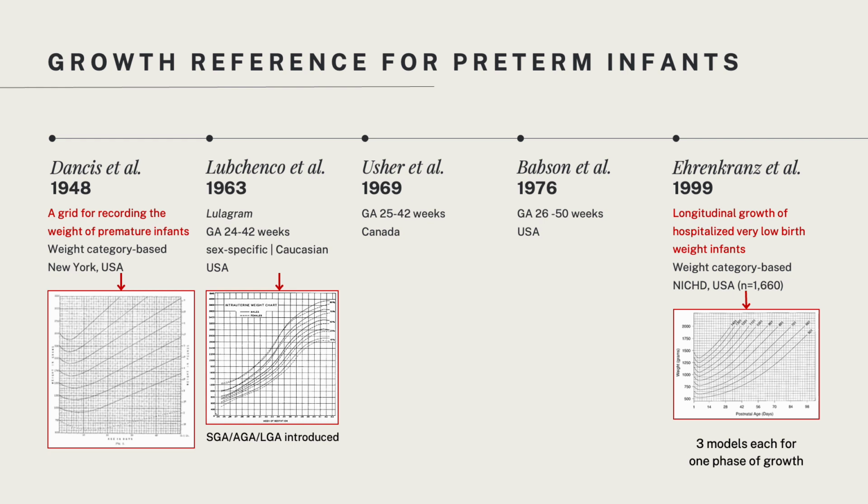After the Lubchenco charts, at least two additional intrauterine growth charts were published in North America. Fast forward to 1999, Dr. Aaron Kranz developed another set of postnatal growth charts based on birth weight categories. The cohort contained 1,660 infants from the NICHD Neonatal Research Network, born with a birth weight between 500 and 1,500 grams. In this project, they split postnatal growth into three phases and pre-specified the formula for each of the three phases for trajectory modeling.